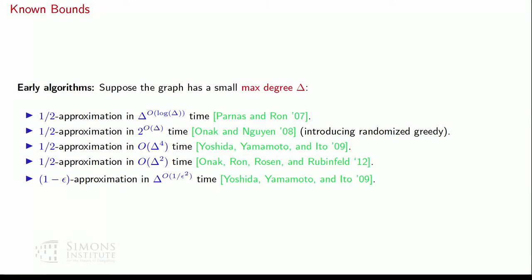And over time, this dependency on delta was improved. An important milestone was achieved by Yoshida, Yamamoto, and Ito in STOC 2009, who showed an algorithm running in poly(delta) time, providing half approximation. They also showed that you can get a 1 minus epsilon approximation in delta to the 1 over epsilon squared time. But the problem with these early algorithms is that they may all take n squared time if delta is not sufficiently small. If delta is linear in n, all of these algorithms take n squared time.